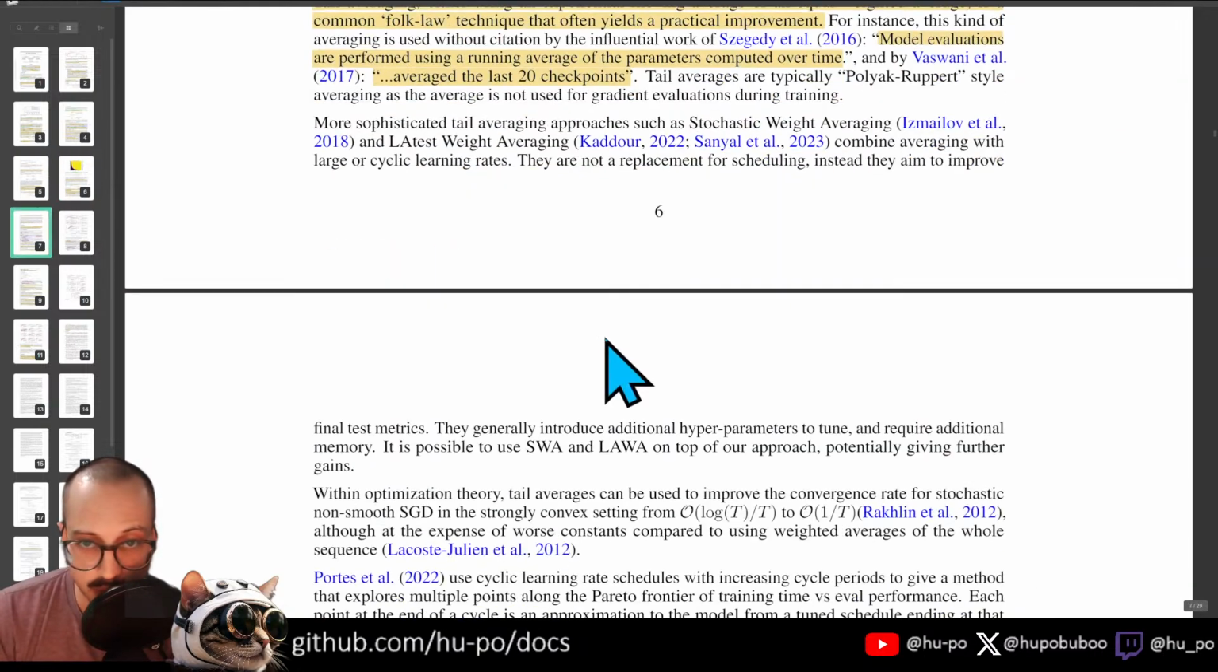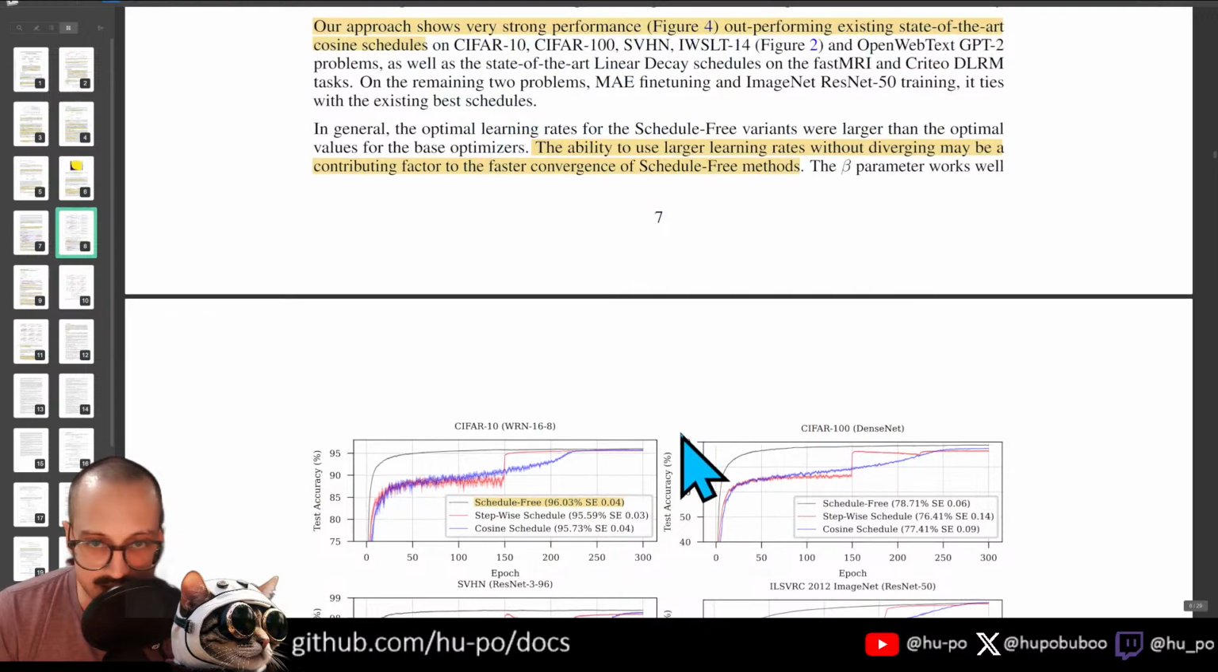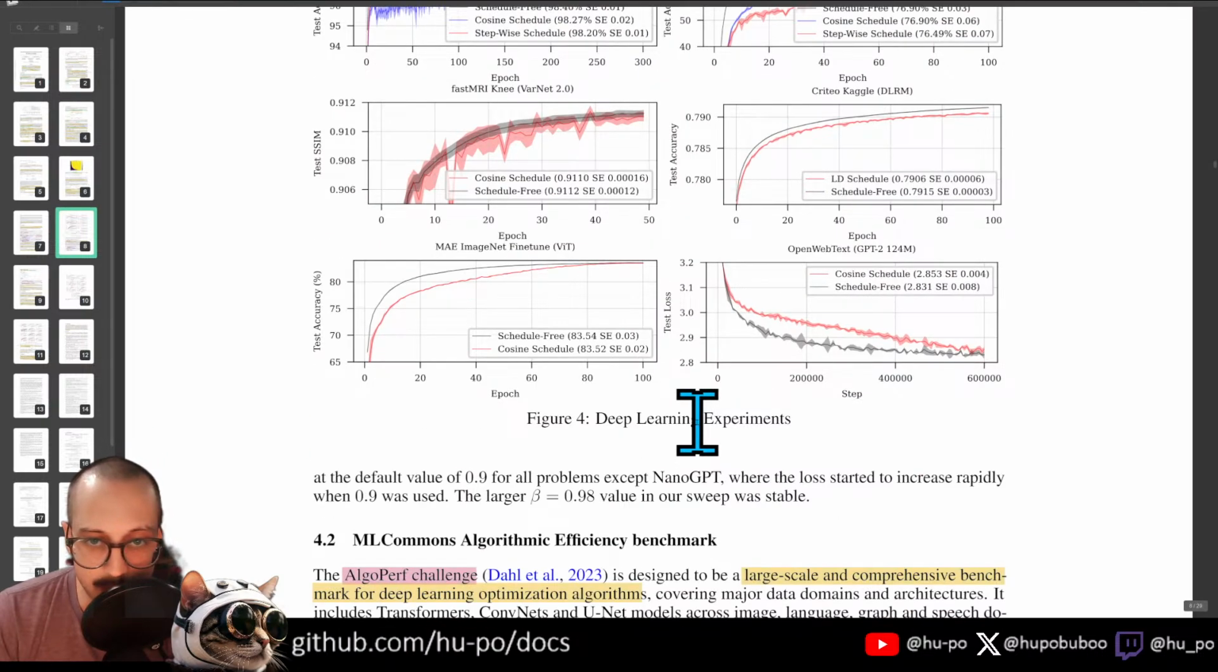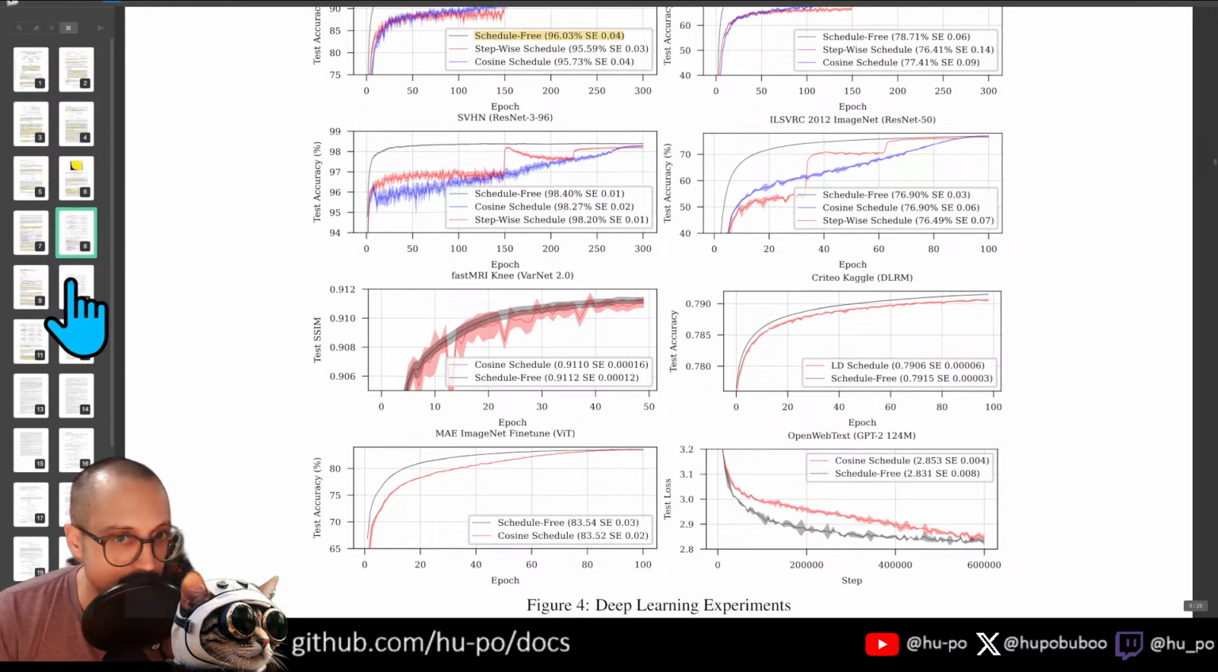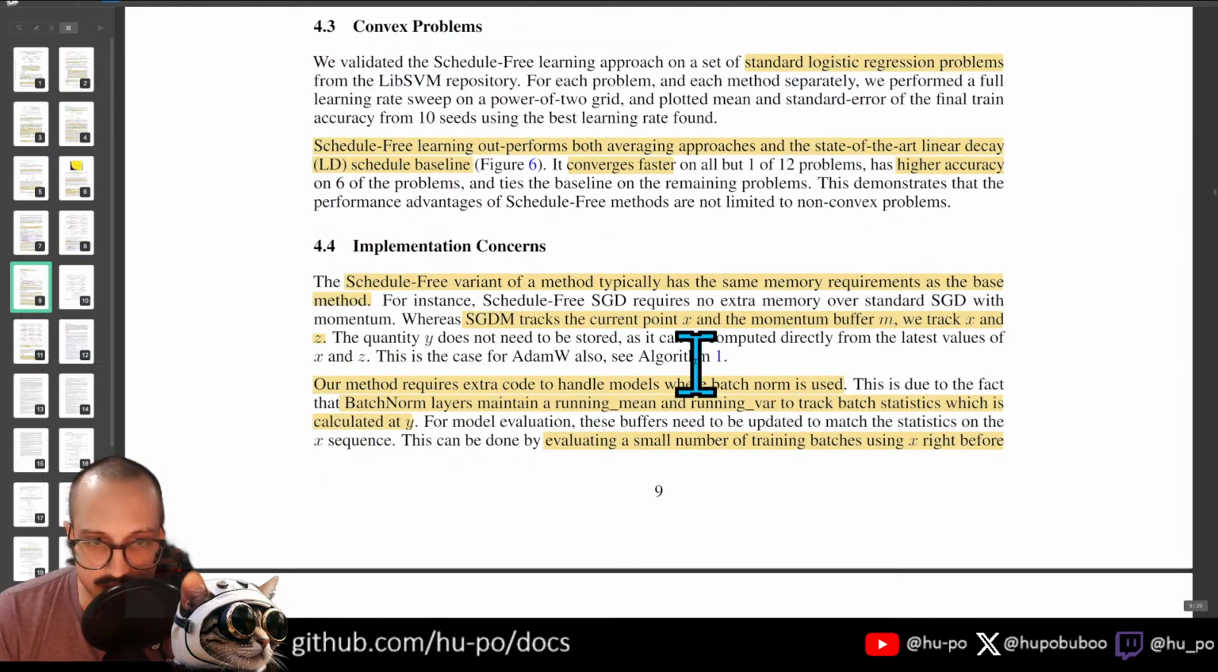Okay, so you still have some hyperparameters. Unfortunately, it still takes the same amount of memory and the same amount of compute. For example, right here, they talk about how with SGD you need to keep track of the current point X, which is your current value theta, where you are right here, but you also need to keep track of this momentum. And they're like, hey, we don't need to keep track of the momentum, but we need to keep track of X and then this Z value too. So you're still going to use the same amount of memory and compute as all the other types of optimizers.